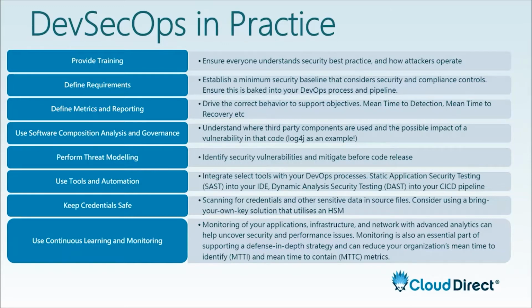Drive the correct behavior to support objectives. So again, following on from those DevOps principles of monitoring and feedback loops, what are you trying to achieve? How do you measure that, and how do you know whether something's been successful? How do you drive that down? How do you make sure that you're getting better?